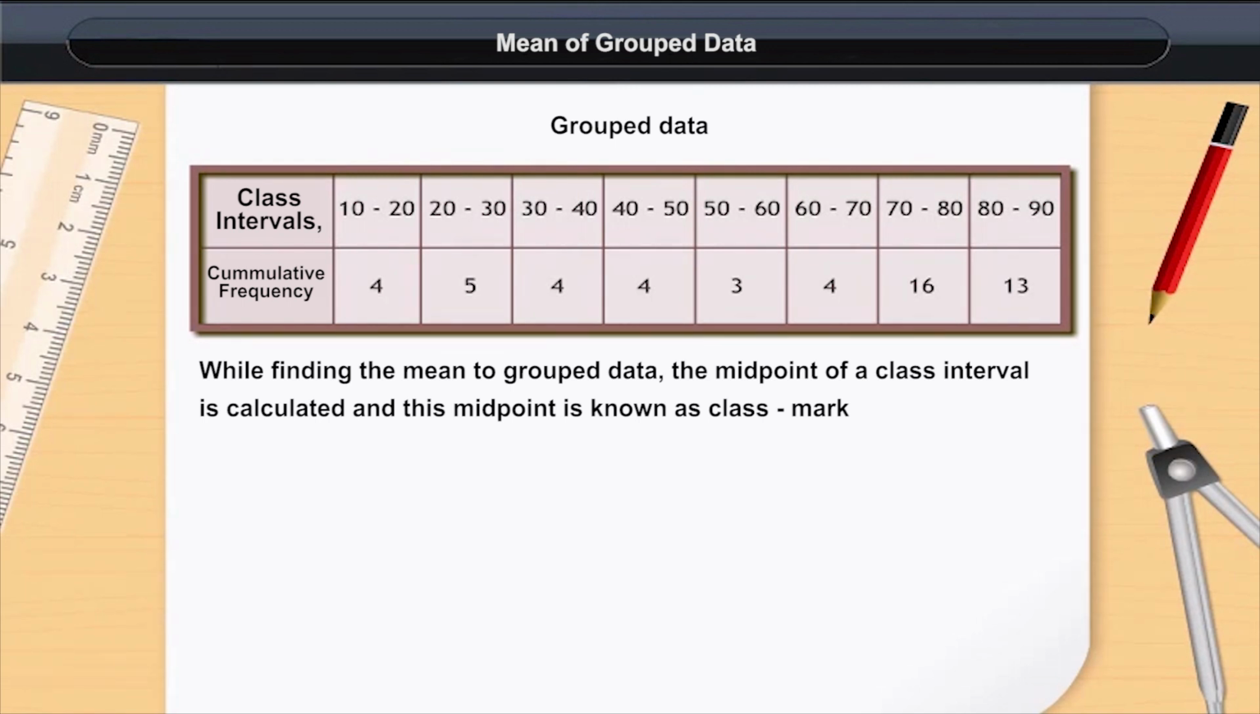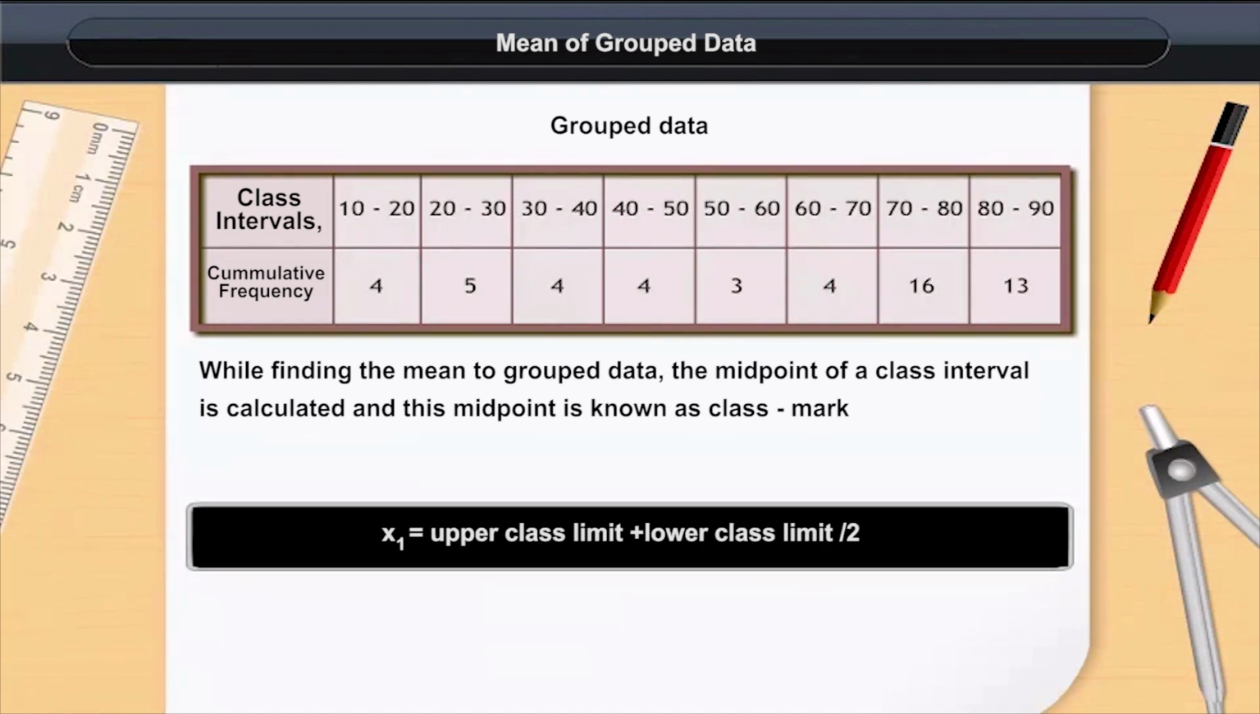While finding the mean of grouped data, the midpoint of a class interval is calculated, and this midpoint is known as class mark. Class mark of any class interval is equal to upper class limit plus lower class limit by 2. Class mark for class interval 10 minus 20 is 10 plus 20 by 2 equal to 15.